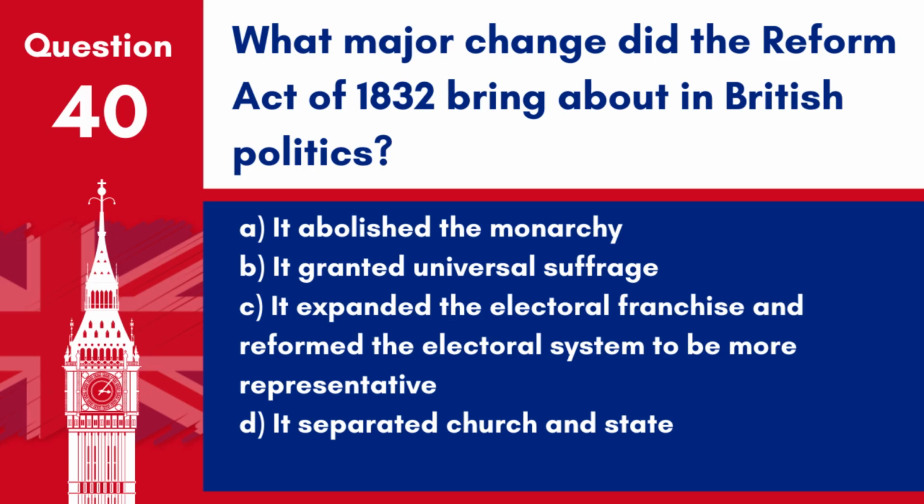Question 40. What major change did the Reform Act of 1832 bring about in British politics? A. It abolished the monarchy. B. It granted universal suffrage. C. It expanded the electoral franchise and reformed the electoral system to be more representative. D. It separated church and state.